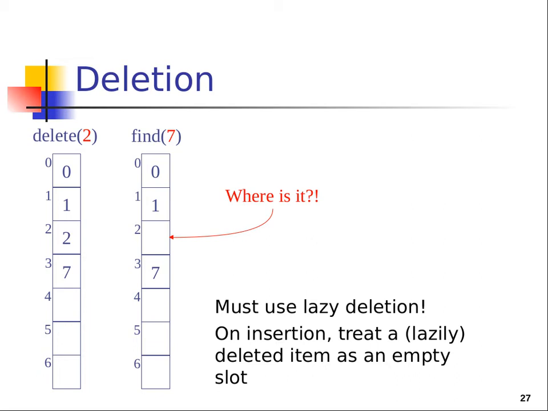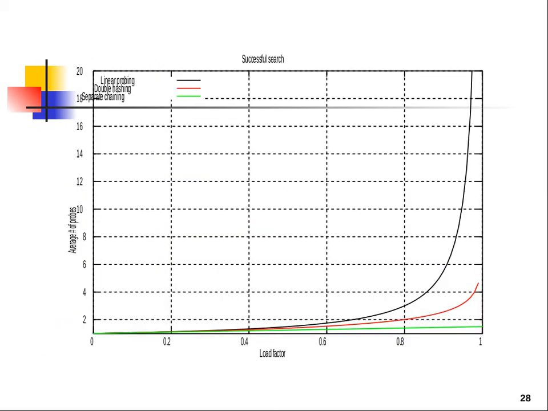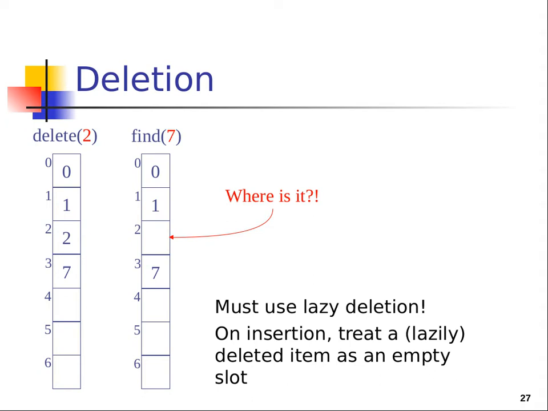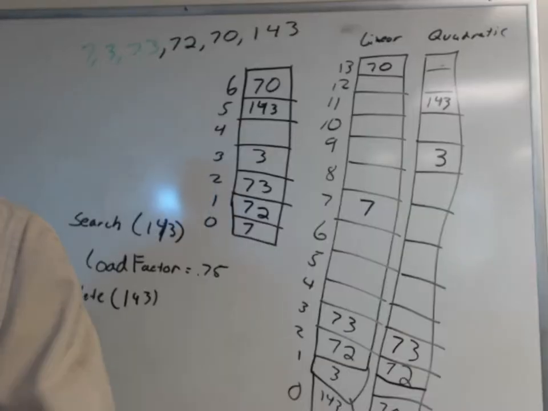Well, you must use lazy deletion on search and treat a lazy delete item as an empty slot. Okay. There are different ways to go about this. There's a graph, and we're not going to talk about that real quick. Wish the slides explained this. So there's the easy way to code this and the hard way to code this. Hopefully y'all will choose the easy way.